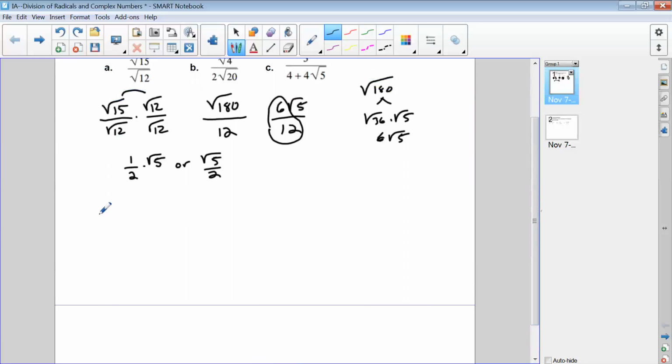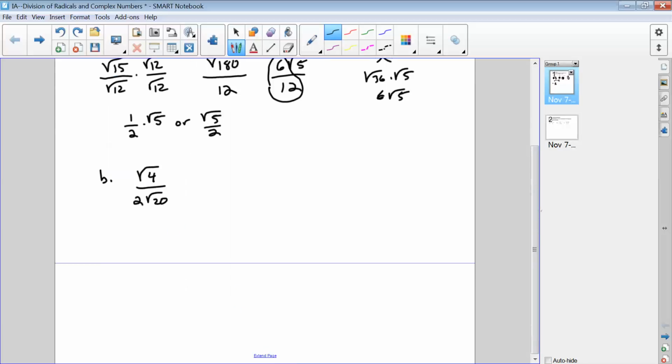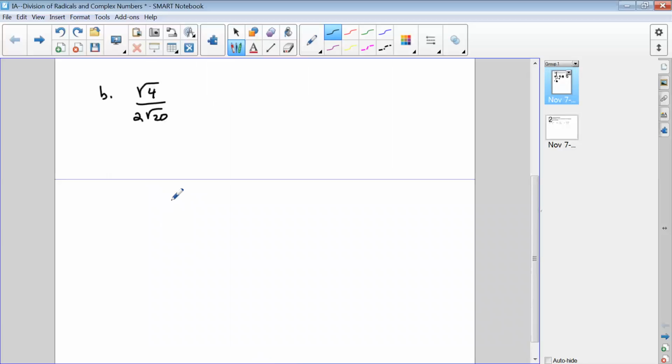All right. Part B, we've got the square root of 4 divided by 2 times the square root of 20. Again, I don't want a square root in the denominator, but I could simplify the numerator first, so I've got a lot of choices of where to start. If I simplify the square root of 4, that gives me 2 divided by 2 times the square root of 20. Since this is 2 divided by 2 times the square root of 20, I can divide that, which goes to 1. So now I'm left with 1 divided by the square root of 20.